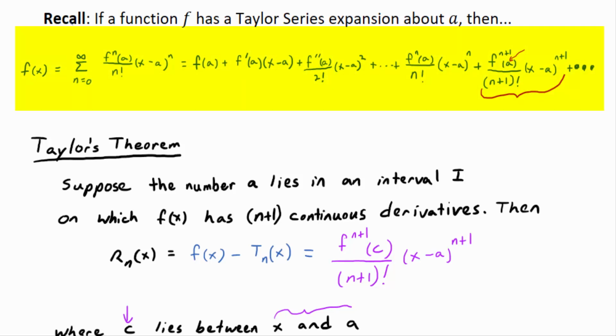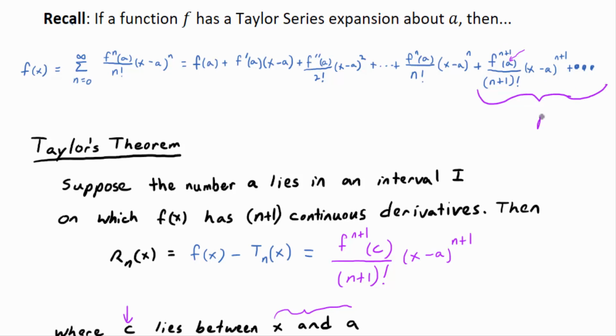The remainder. What is the remainder? You can point at it. The remainder is everything after the nth term. So the remainder is everything, including the n plus first term, but also the plus dot dot dot. That's the difference between f of x and the nth degree Taylor polynomial, because guess what? Up to the nth term, this is Tn of x. It's important you understand that to understand the theorem. And that's why we wrote it out longhand.